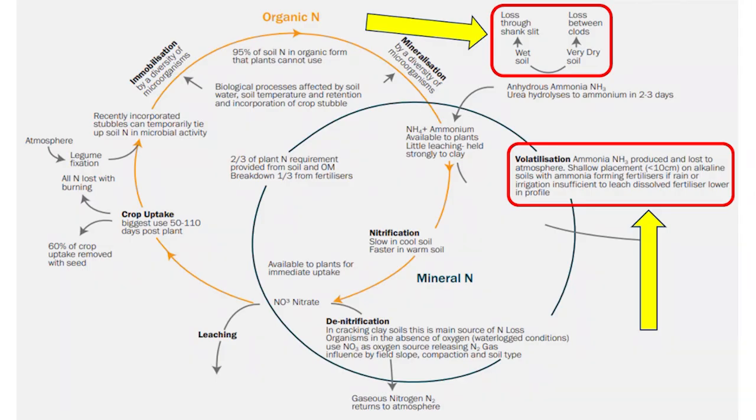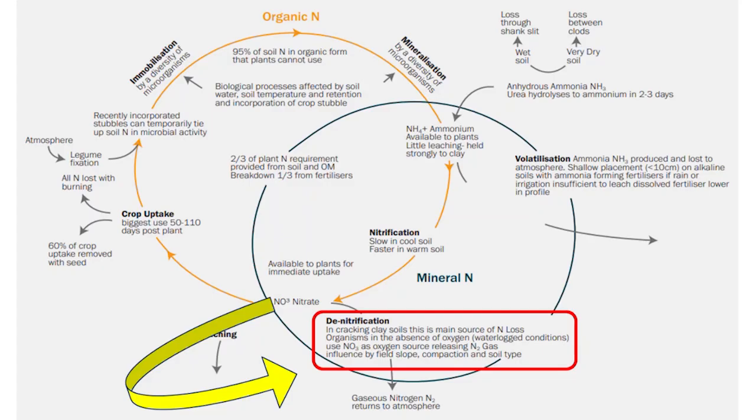Volatilisation is another pathway for loss, especially if we're on alkaline soils like we are for much of our industry. And that can happen if you've placed the fertiliser a bit too low, usually below 10 centimetres, or if you've spread it and you've had a sprinkle of rain or something like that. So probably the main pathway for loss in our really heavy clays is denitrification.